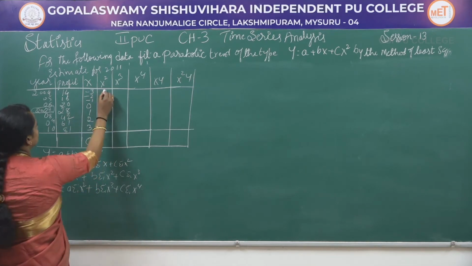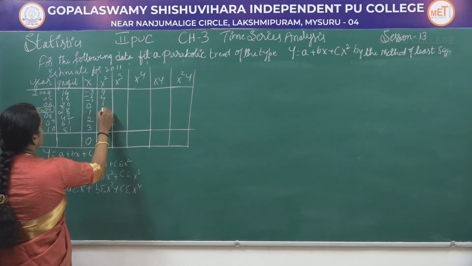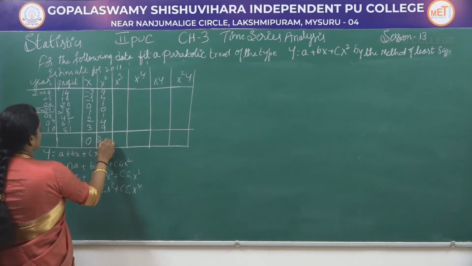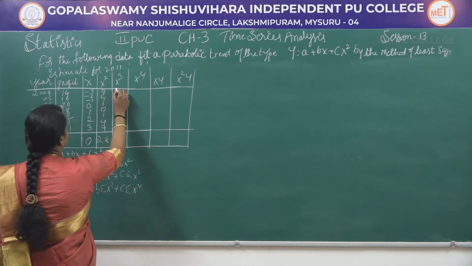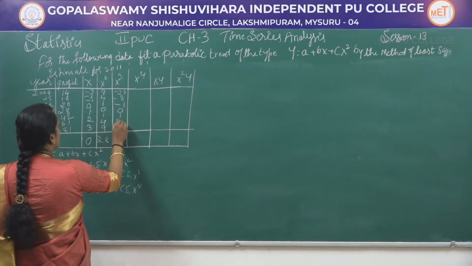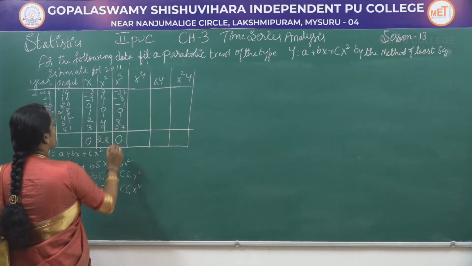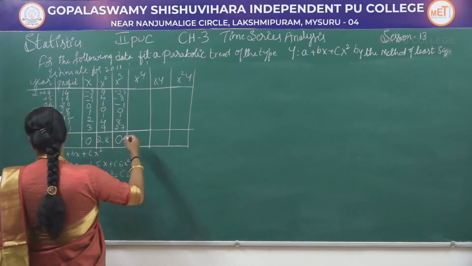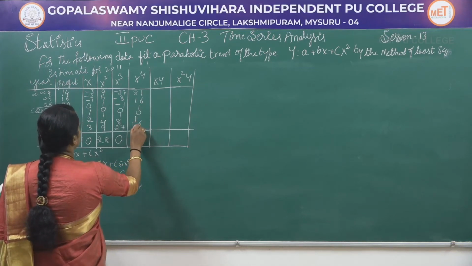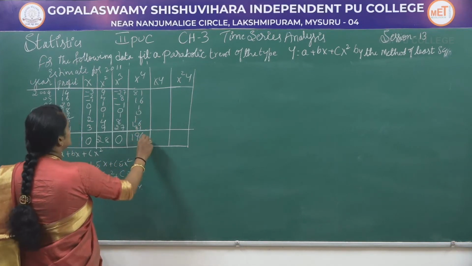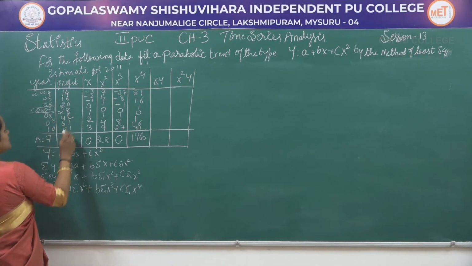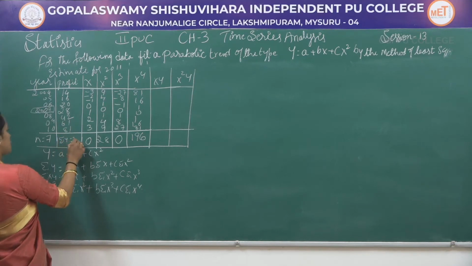Next find x square: 9, 4, 1, 0, 1, 4, 9 and this total is 28. Next x cube: minus 27, minus 8, minus 1, 0, 1, 8, 27. This will also become 0. Next x power 4: 81, 16, 1, 0, 1, 16, 81. This is 196. Next find out summation y. Here n is equal to 7. Summation y is equal to 262.